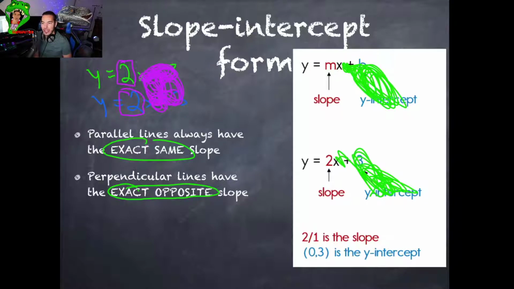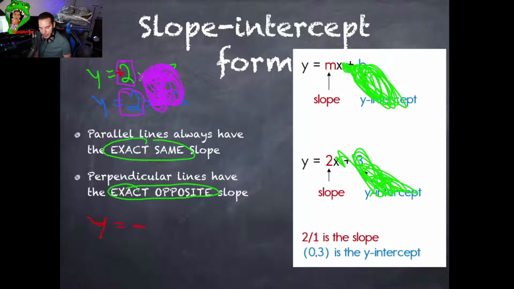Perpendicular, that's where it gets tricky. I'm going to take the very first one, y equals 2x. If I want a perpendicular one, what would the slope have to be? The exact opposite. Here's the thing, I'm going to do a checklist. First, I look at the sign. We said this was a positive 2. The exact opposite of positive is negative. So I know my perpendicular one is going to have to be negative.